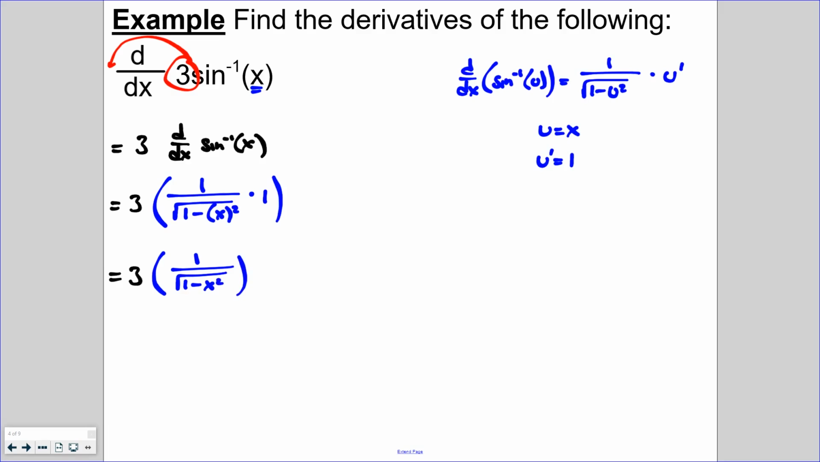And then from here we need to simplify. We know that when we multiply a whole number by a fraction, we're just going to multiply the whole number by the numerator of that fraction. So that is going to give us a final derivative of 3 over the square root of 1 minus x squared. And there we have it, the derivative of 3 inverse sine of x.